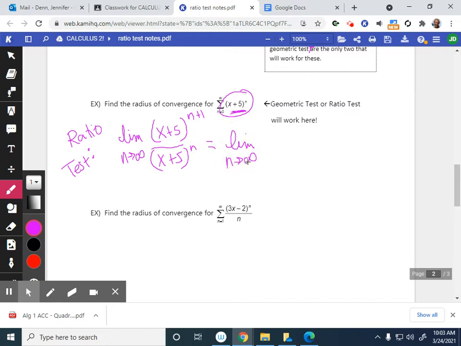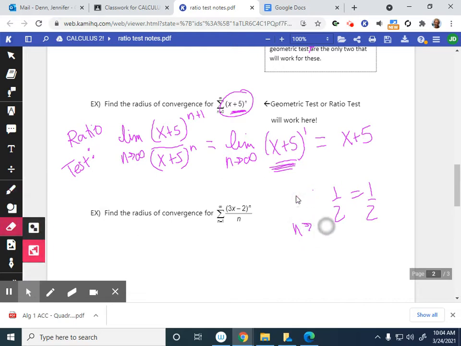I'm going to reduce this just like I did before. I have the same base with exponents, so this is going to become x plus 5 to the first. I'm doing n plus 1 minus n. Well, what is this limit? I don't have any n's here. So the limit as n approaches infinity, I have nothing to plug in. I have no n. So this limit is just going to equal x plus 5. Just like on the previous stuff, if I had the limit as n approaches infinity of 1/2, I got 1/2. If there are no n's, then the result is just x plus 5, or whatever I'm taking the limit of.